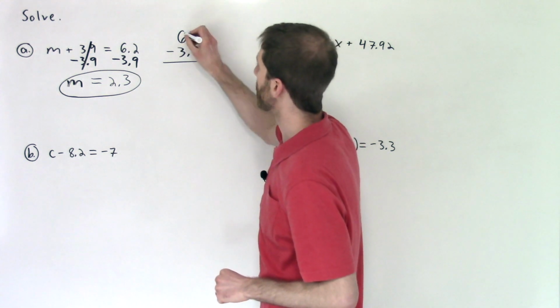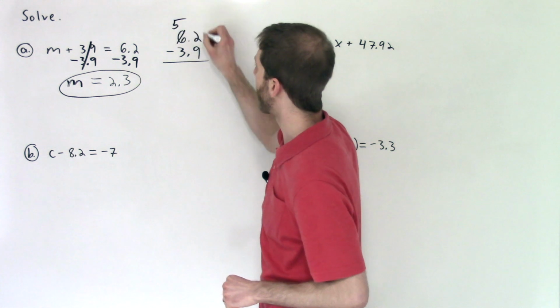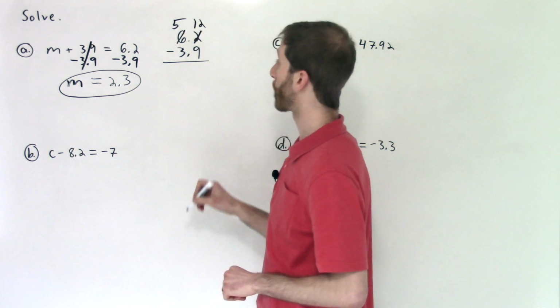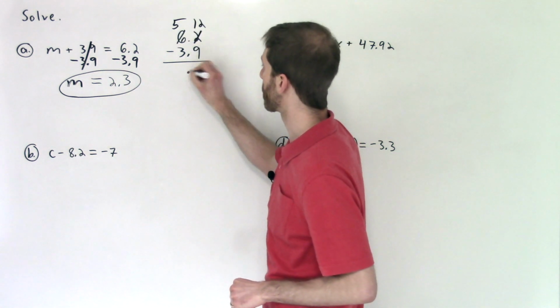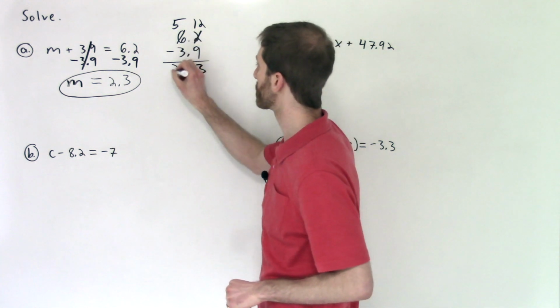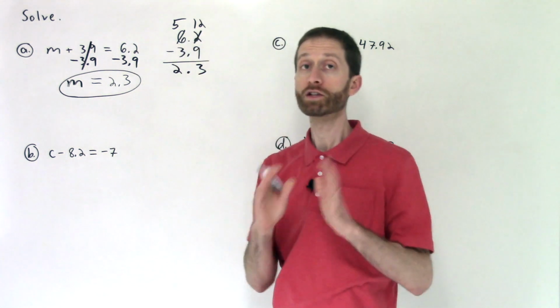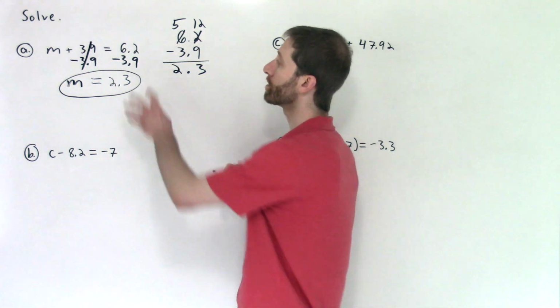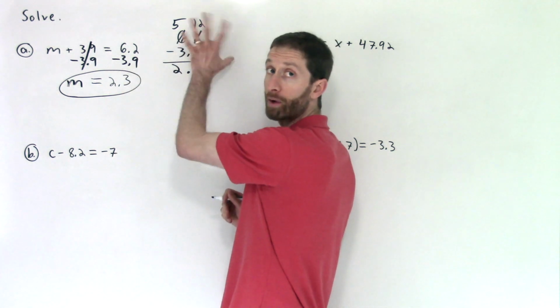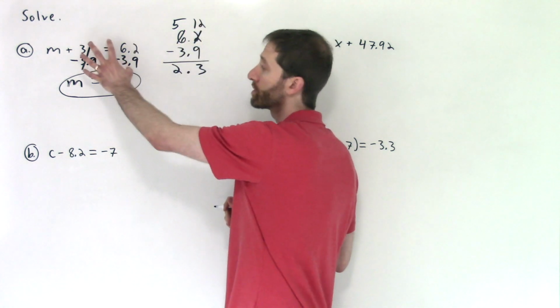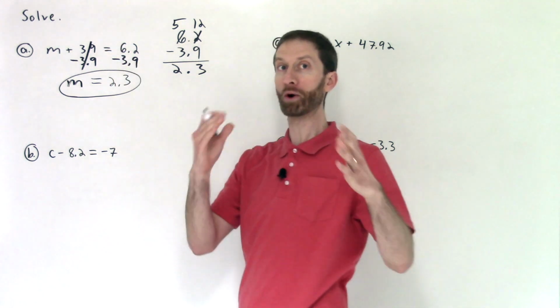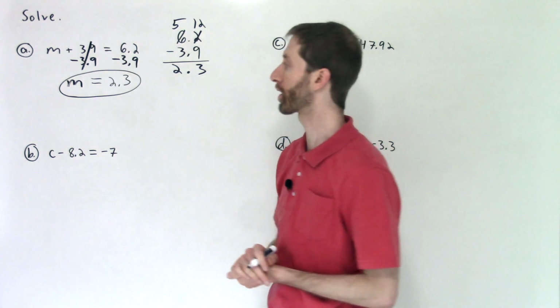6.2 minus 3.9, we'd have to borrow from the 6 to get 5. That makes that 12 tenths, minus 9 tenths is 3 tenths. 5 minus 3 is 2, which confirms our answer. So again, just showing you that if you need to do that little bit of side math, please take it all the way off to the side so that this equation does not become overburdened with lots of extra work.